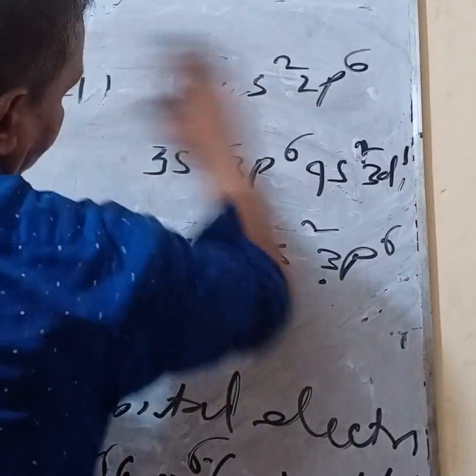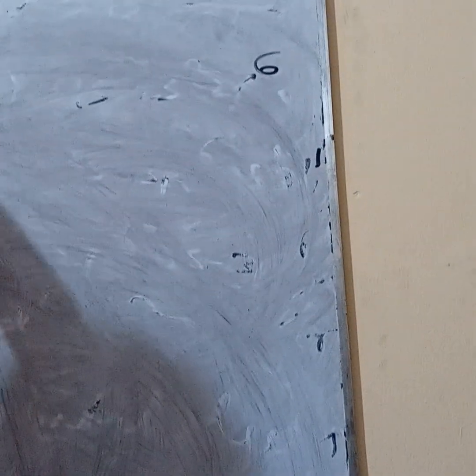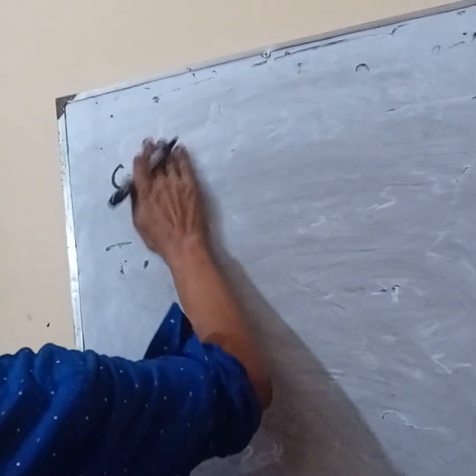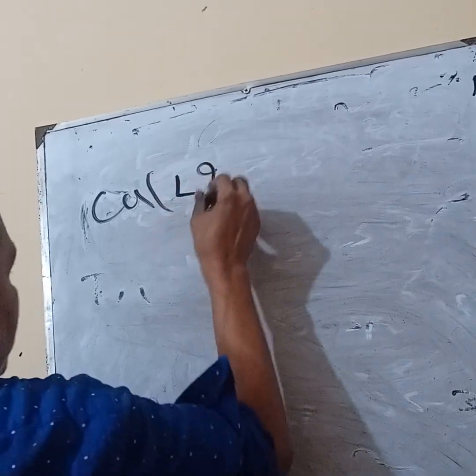And the f orbital, what happened? Copper. I also explained copper, atomic number 29.